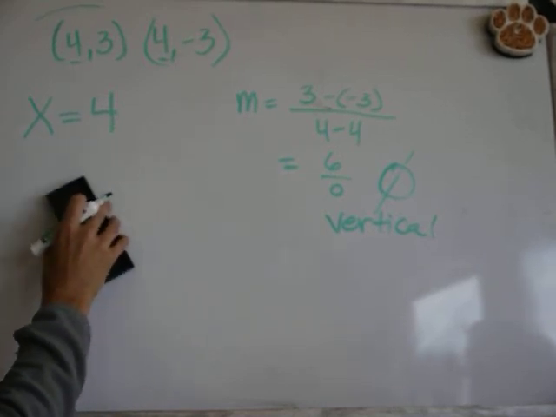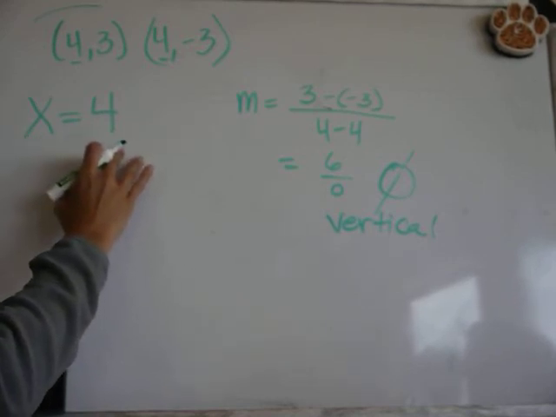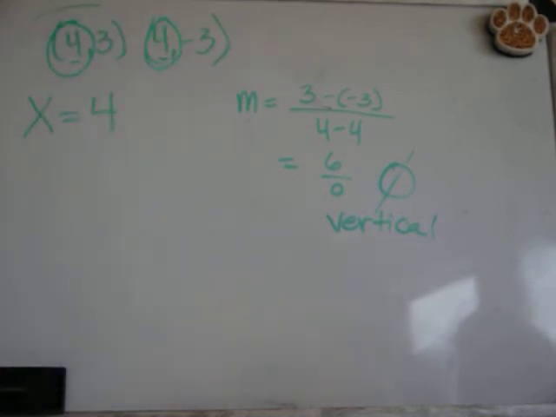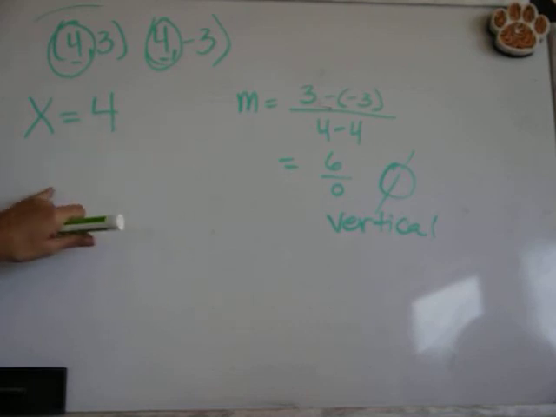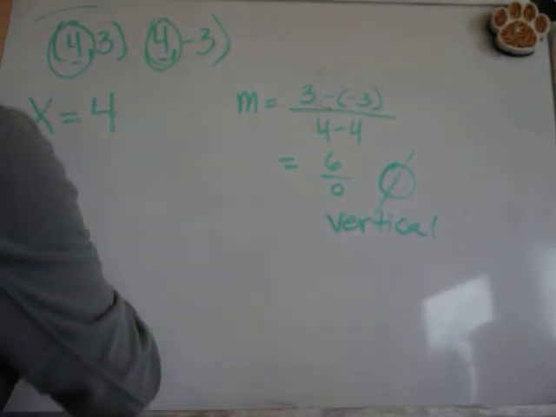So these are tricky. You need to know if it's vertical or horizontal. If it's a vertical line, it's going to be your x values that are the same. If you have a horizontal line, it's going to be your y values that are the same. Okay, all right, that's it for that.